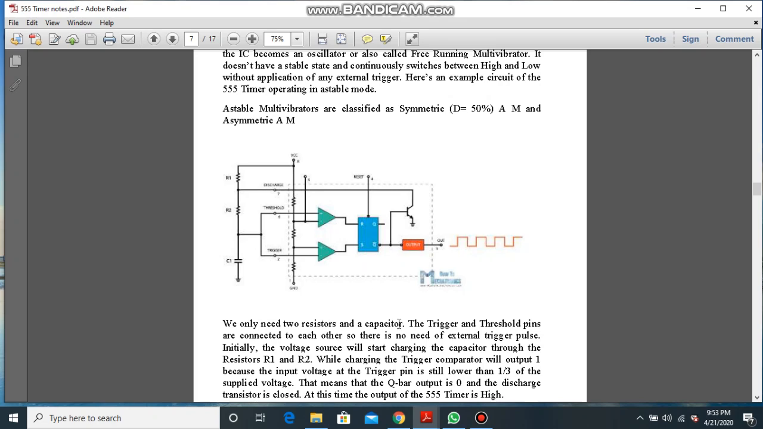Here we need only 2 resistors and a capacitor. The trigger and threshold pins are connected to each other, so there is no need of an external trigger pulse. Initially the voltage source will start charging the capacitor. Initially through this VCC, current will flow and the capacitor will charge through resistors R1 and R2. While charging, the trigger comparator will output 1.